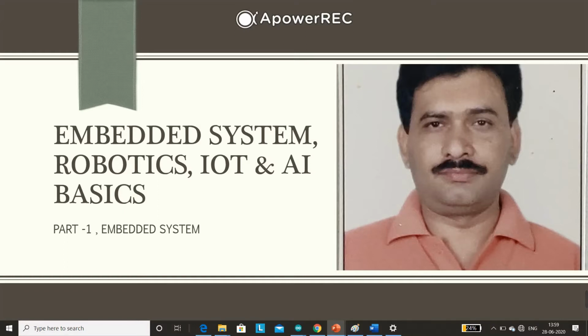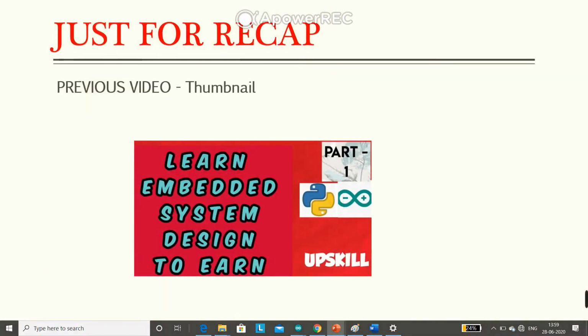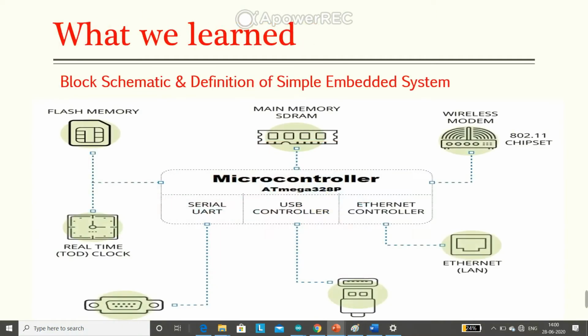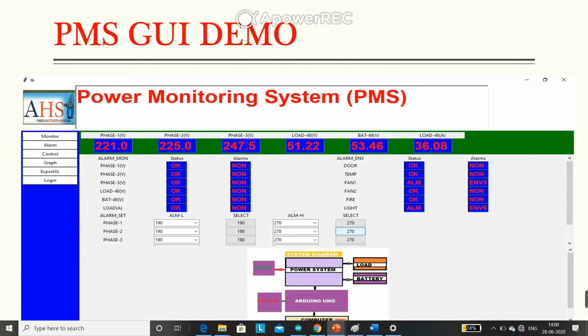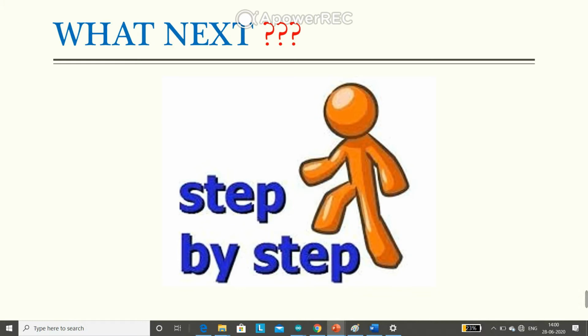Welcome again. Just for recap, in the previous video, we have learned about the embedded system, its logic schematic and definition, and we have also gone through the demo of the PMS GUI, which is developed over Python, and it is connected to an Arduino board, which fetches electrical data from the power system and displays it on the laptop screen. So, what next are we going to learn in this video session?